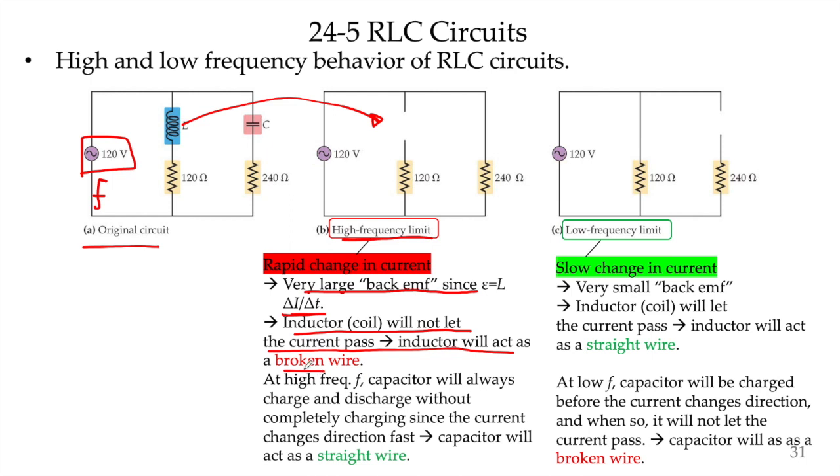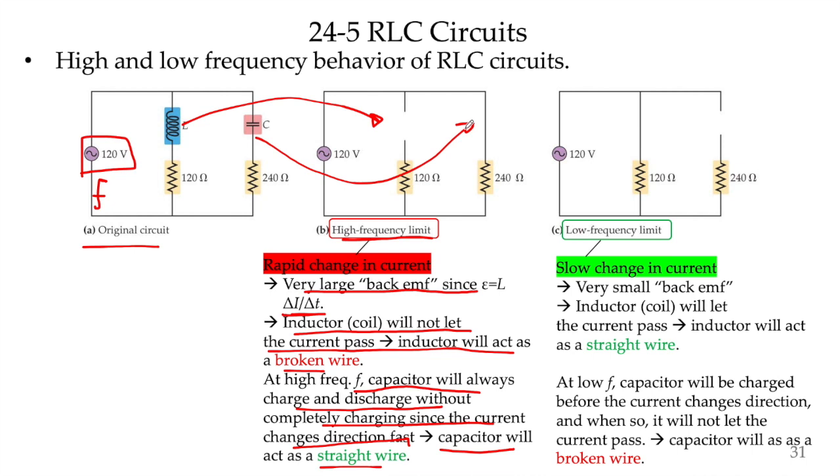What about the capacitor? Well, if there's a high frequency, then the capacitor will always charge and discharge without completely charging, since the current changes direction fast. If the capacitor charges completely, it doesn't let the current pass. But in the high frequency limit, because the current changes so frequently back and forth, the capacitor never gets charged. Because it never gets charged, it always lets the current flow through it. So the capacitor is acting as a straight wire.